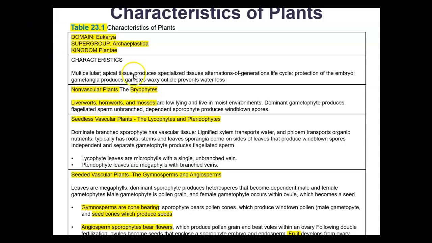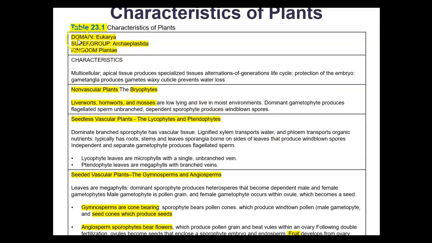Here we go. This is slide number 4, and it's table 23.1, and it just goes over the characteristics that all plants share, and then it goes over the groups of plants, how we divided the plants into various groups based on vascular tissue or whether or not they produce seeds or spores.